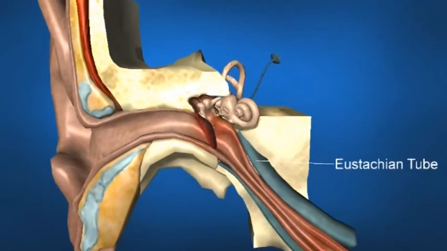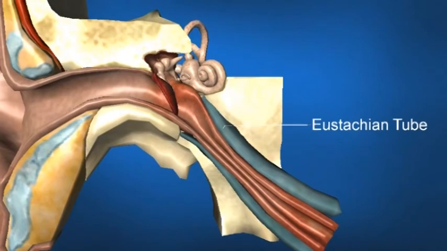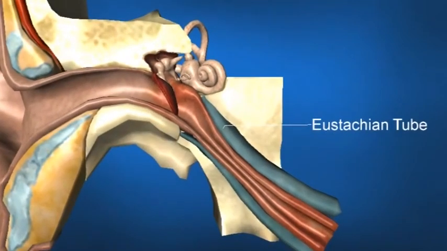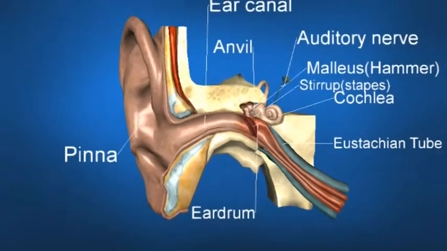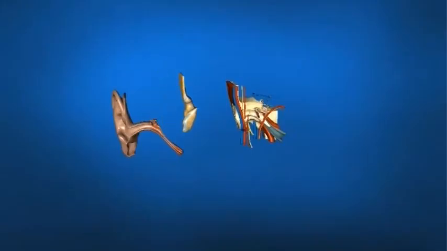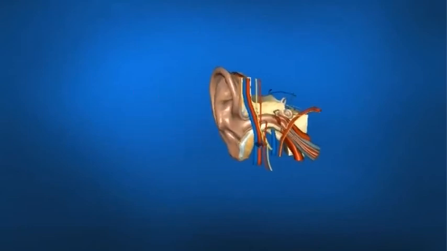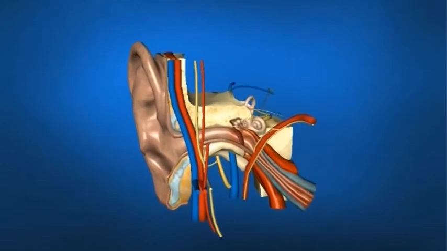Eustachian Tube. The Eustachian Tube functions to equalize air pressure on both sides of the eardrum. Normally, the walls of the tube are collapsed. Swallowing and chewing actions open the tube to allow air in and out as needed for equalization. Equalizing air pressure ensures that the eardrum vibrates maximally when struck by sound waves.